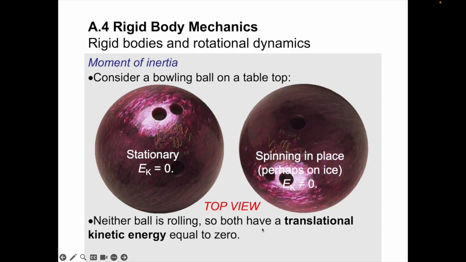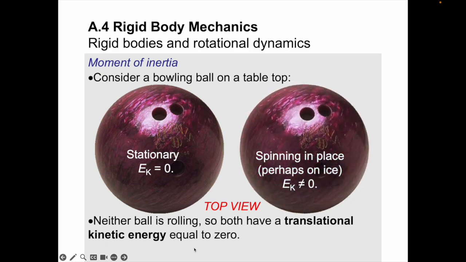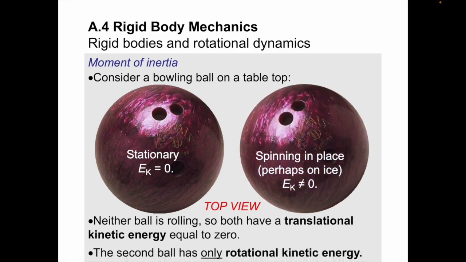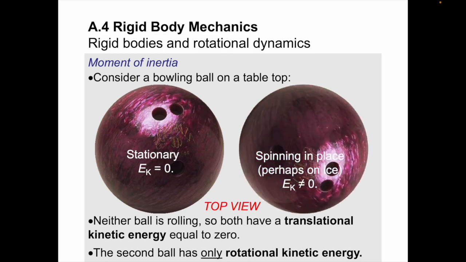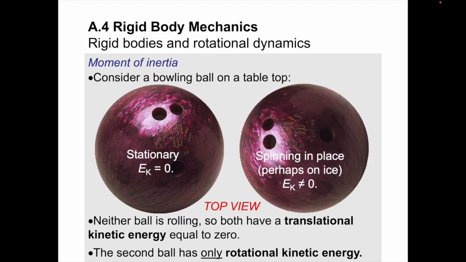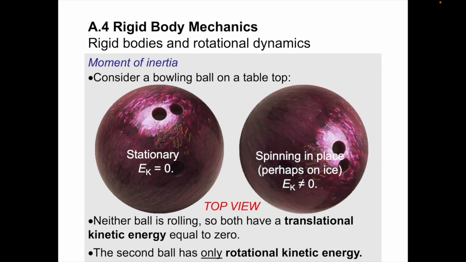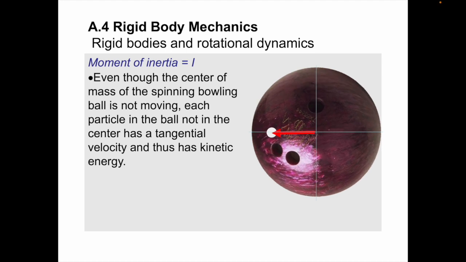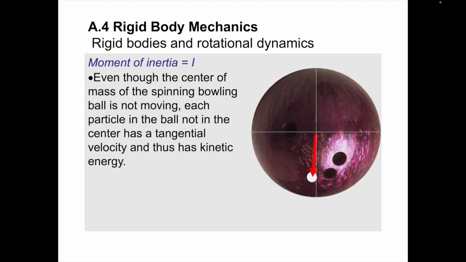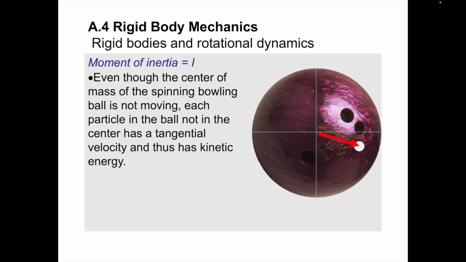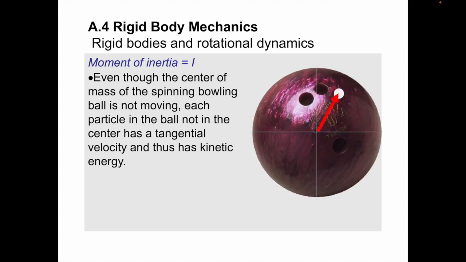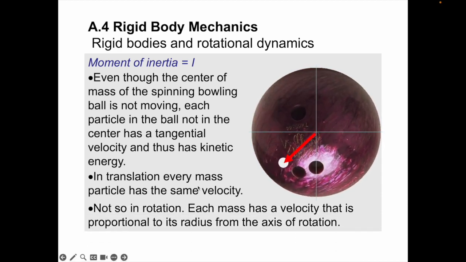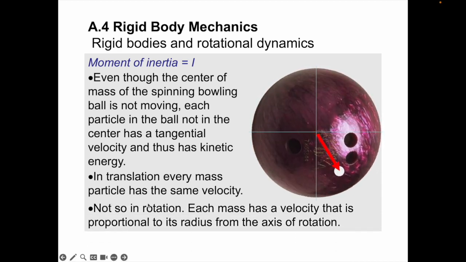So neither ball is rolling, so they don't have any translational kinetic energy. The second ball only has rotational kinetic energy. So we're going to make the differentiation between these two. The center of mass of the spinning bowling ball is not moving. It's literally just staying there. And each particle of the ball, not in the center, has some velocity to it, so it has some kinetic energy. So in translation, every mass particle has the same velocity.